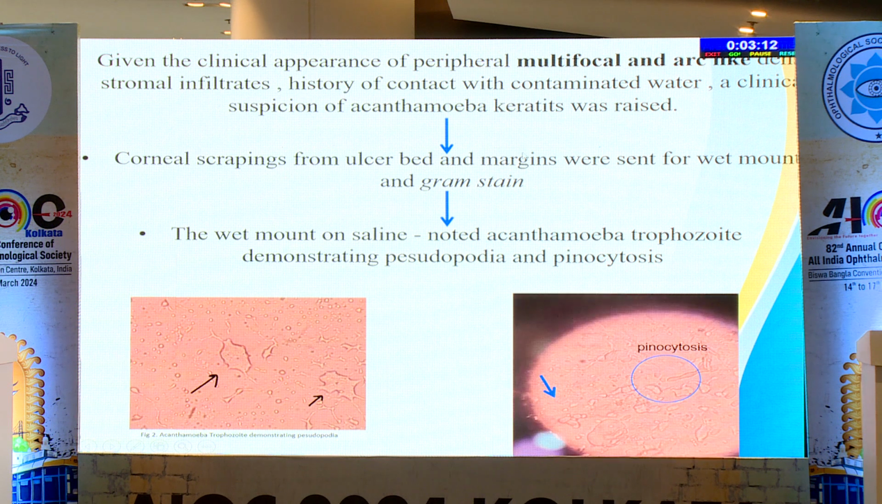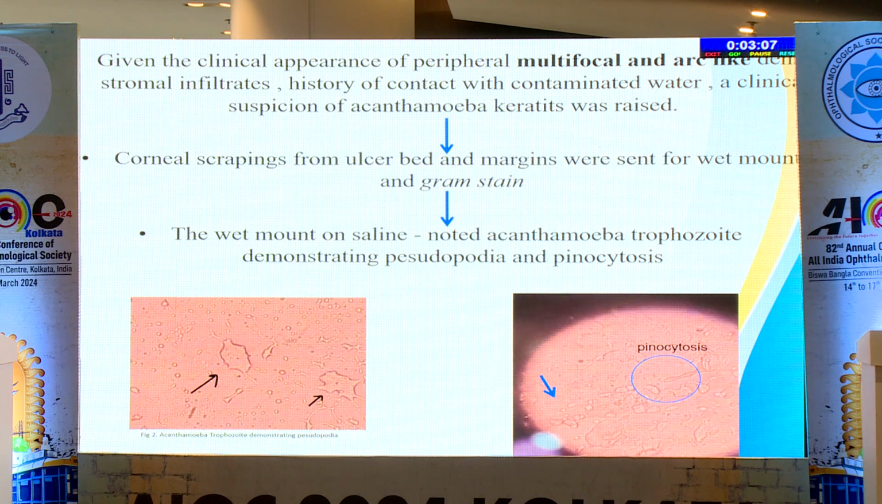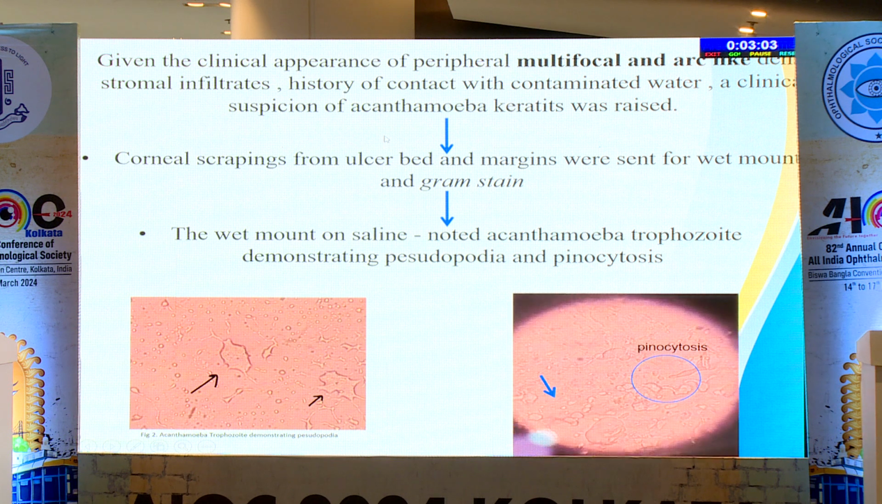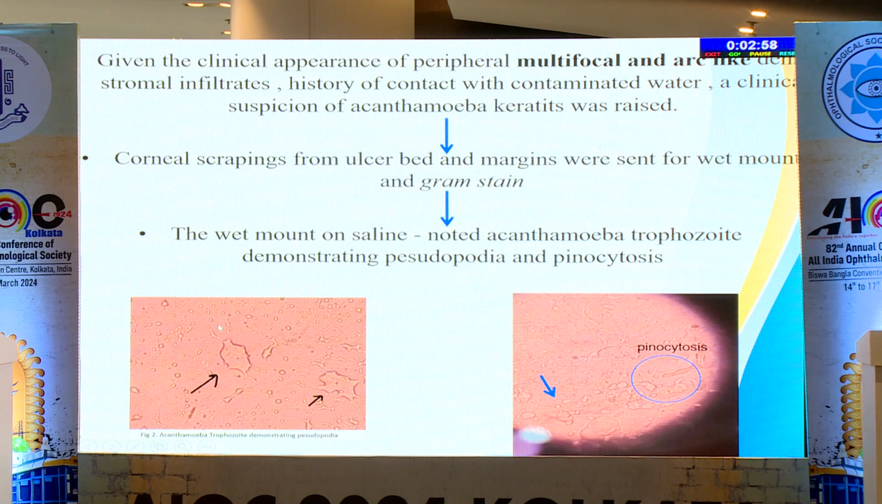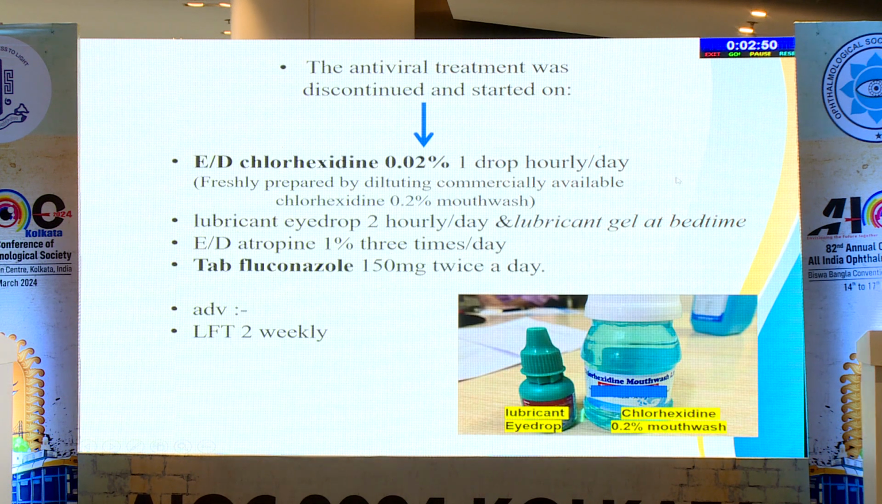So given the clinical appearance of peripheral multifocal arc-like dense stromal infiltrate, history of contact with contaminated water, a clinical suspicion of acanthamoeba keratitis was raised. Corneal scraping from ulcer bed and margins was sent for wet mount and gram stain, and on wet mount in saline, we noted acanthamoeba trophozoites, which demonstrated pinocytosis and pseudopodia. So the antiviral treatment was discontinued and he was started on chlorhexidine 0.02%, which was freshly prepared by diluting commercially available chlorhexidine 0.2% mouthwash, and fluconazole 150 milligram twice a day.